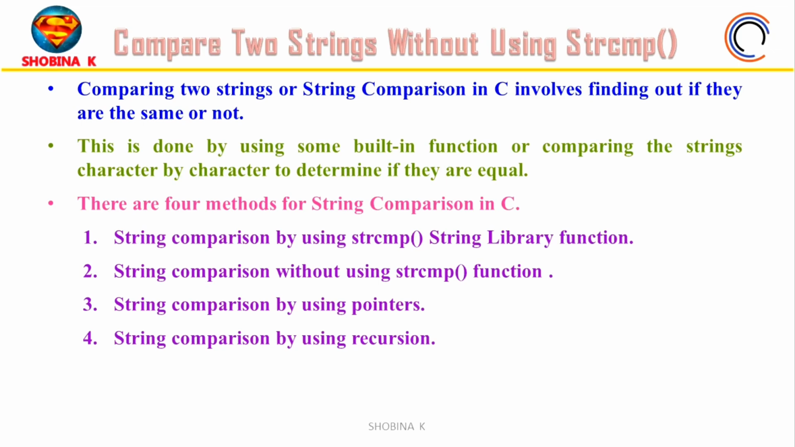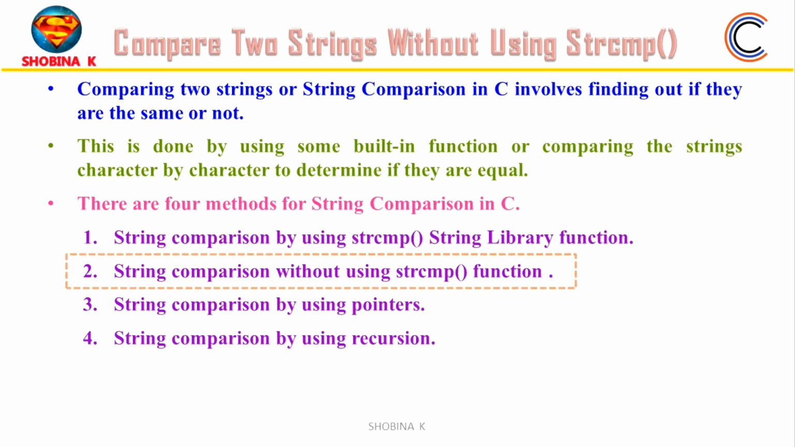Now coming back to string comparison, we have four methods for string comparison in C. Firstly, we can compare the string using the string compare library function. Secondly, we can compare the string without using the string compare function. Third, we can use pointers to compare the string. And finally, we can compare the string using recursion.